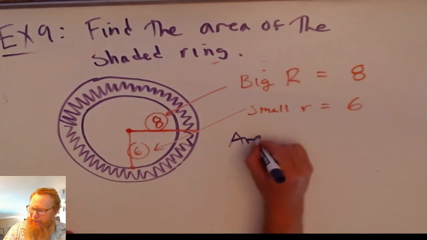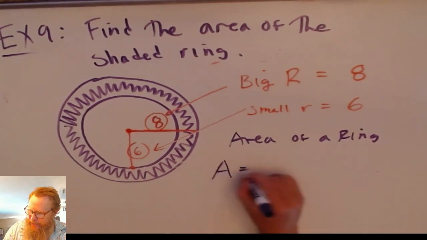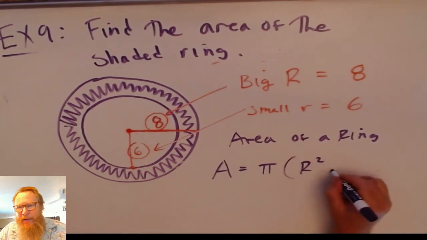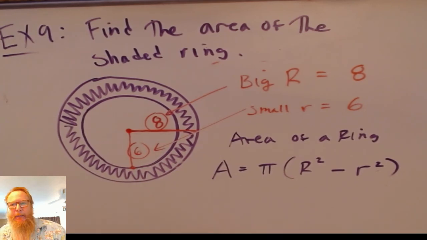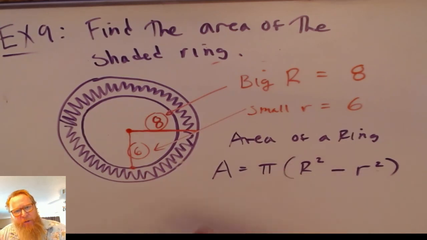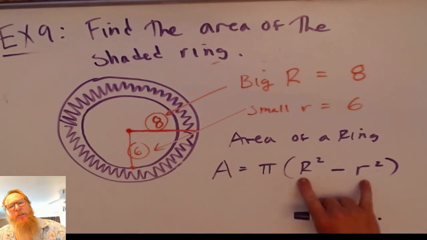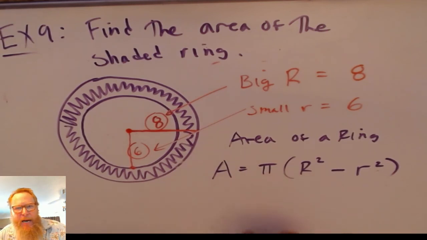So the area of a ring is pi times big R squared minus little r squared, in parentheses. And I usually just write the pi one time, and then the parentheses will allow me to follow the order of operations, right? Which I'm really fond of. In other words, we do the squares first, then we do what's inside the parentheses, and then we'll multiply it by pi when we're done.